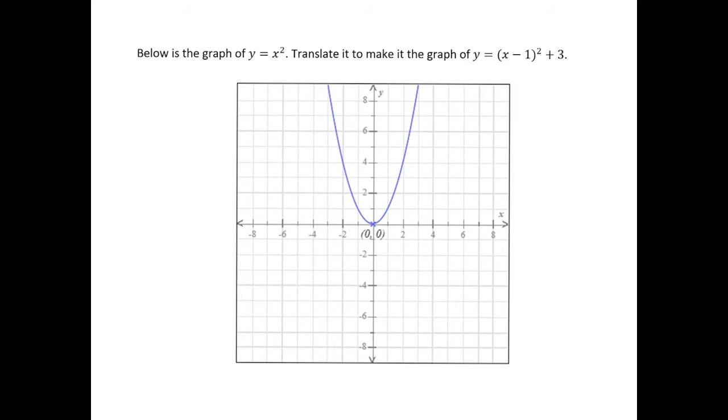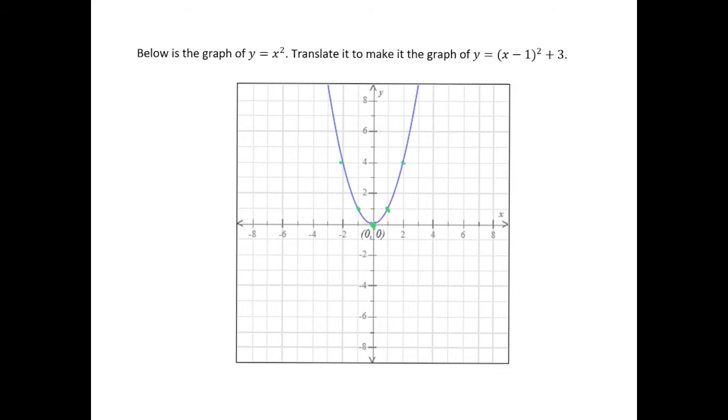of the graph. I'm going to pick this point on my graph right here. I'm going to pick this point and this point, and I'm going to pick this point and this point. And we'll see if that's going to be enough for us to translate to get the shape of the new graph. All right, so let's look over here and see what transformations we're doing.